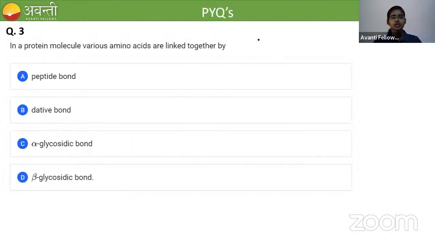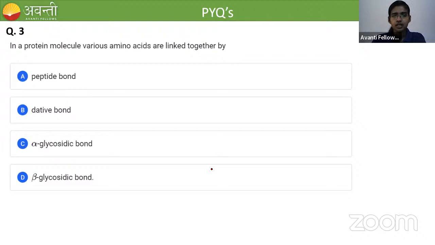In a protein molecule, the various amino acids are linked together by: peptide, beta bond, alpha glycosidic and beta glycosidic. So what could be the correct answer for this question? It's a very easy question, right? In a protein molecule, the amino acids are linked together by peptide bond, right?